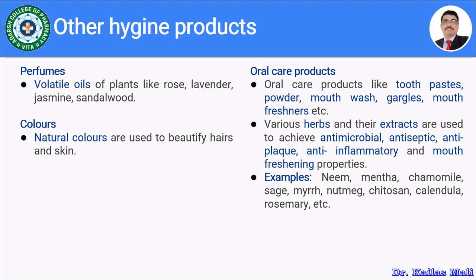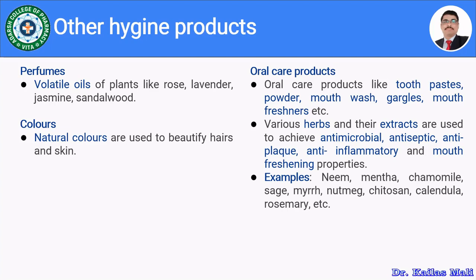Then the coloring agents. There are so many natural coloring agents which are going to be used to beautify the hairs and the skin. And the last herbal preparation for the hygiene, that is the oral care products. So oral care products like toothpaste, tooth powder, mouthwashes, gargles, and the mouth freshener. These are some of the preparations which are being prepared with the help of certain herbal materials.